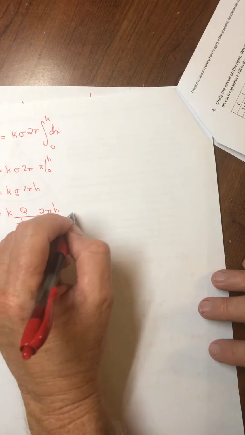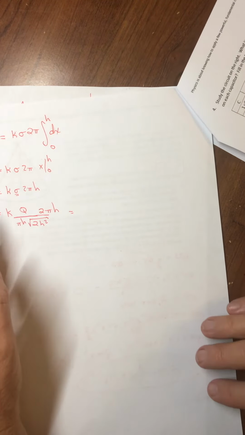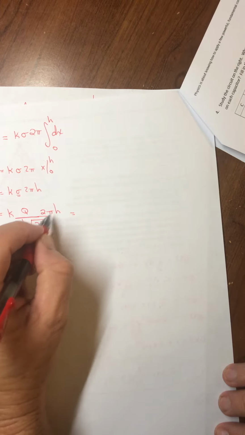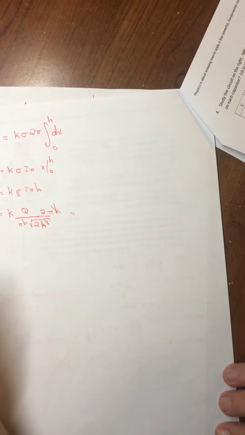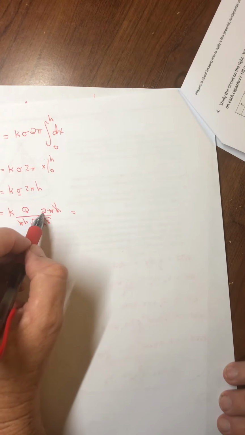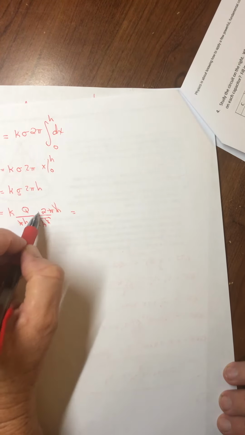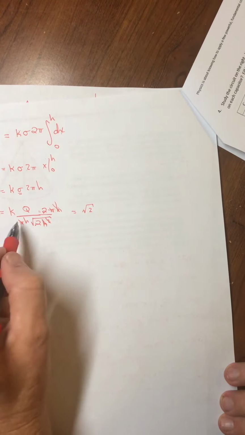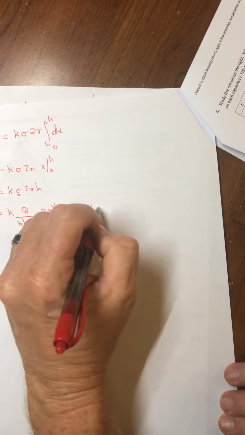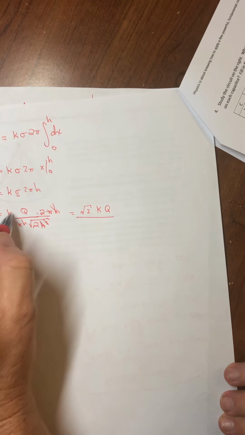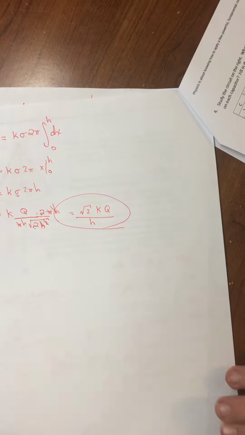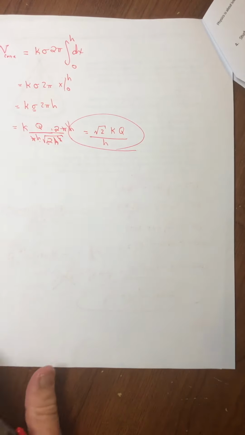And so what would happen is this h squared, square rooted, would cancel with that h. The pi would cancel, and this 2 with a square root of 2 underneath it would leave a square root of 2. And so then I still have Coulomb's constant and a Q, and then downstairs I still have an h. Yay! So I got it.